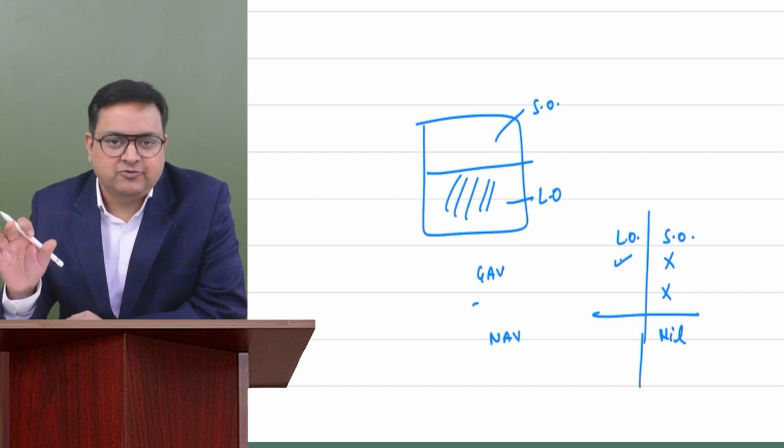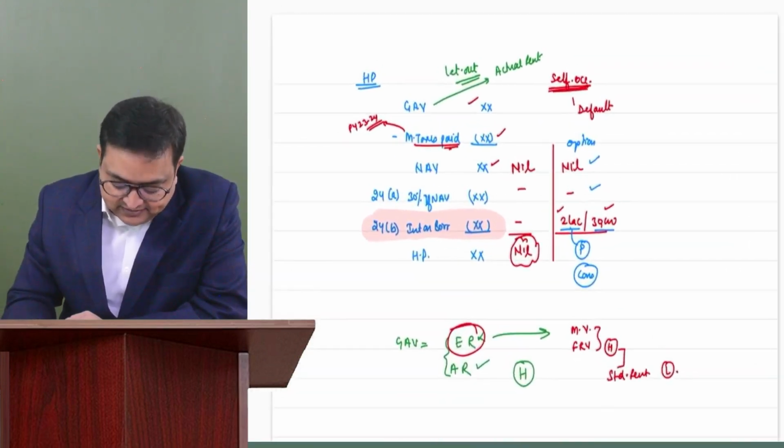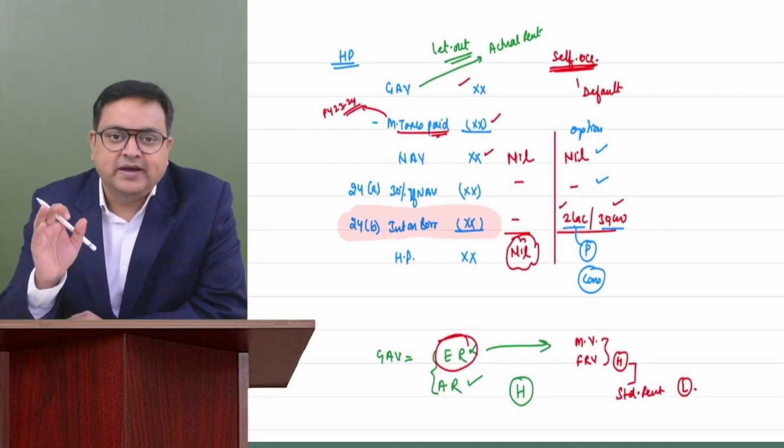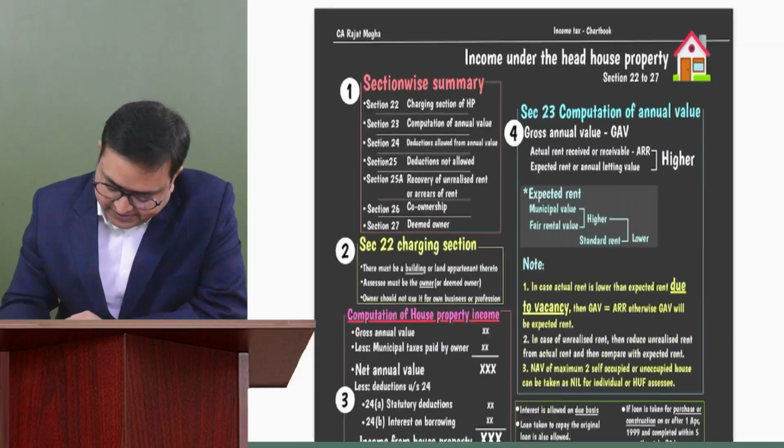This is the second type of question which you can get in house property. House property is quite an easy concept. Please don't make a mistake over there. Right? So this was all about house property.